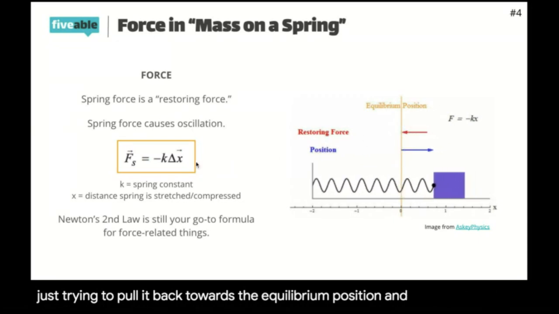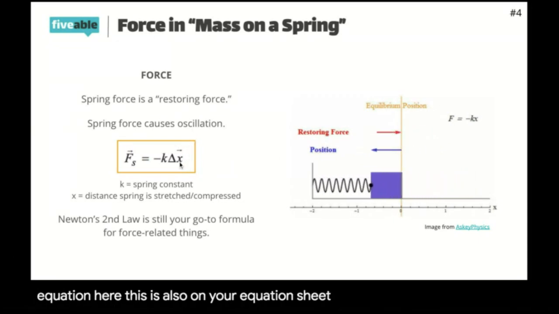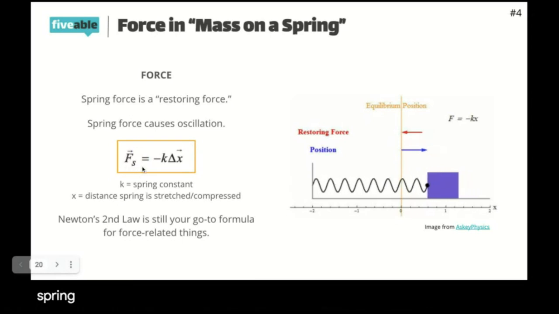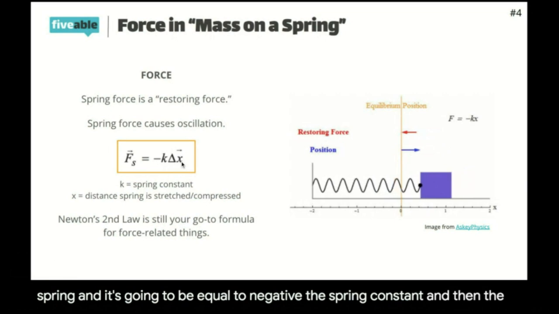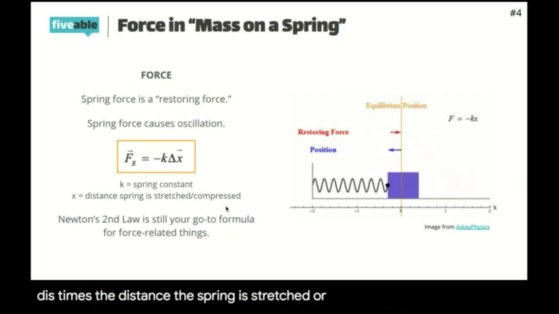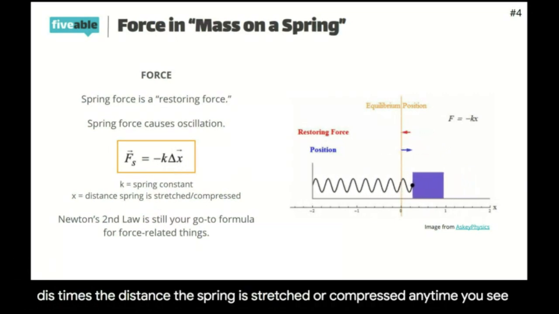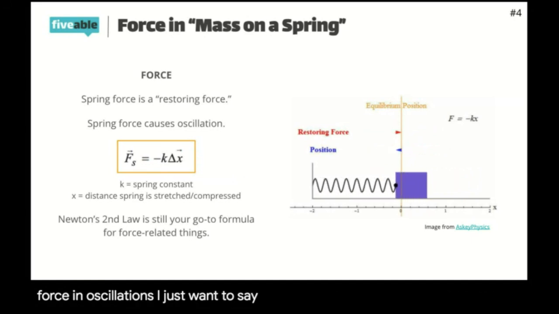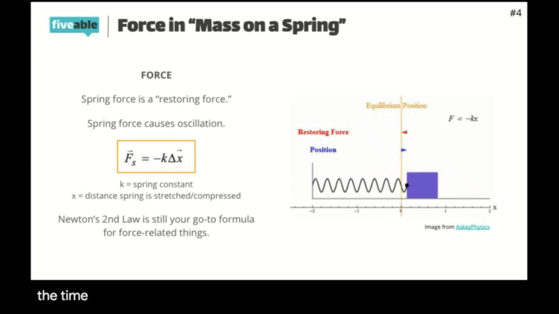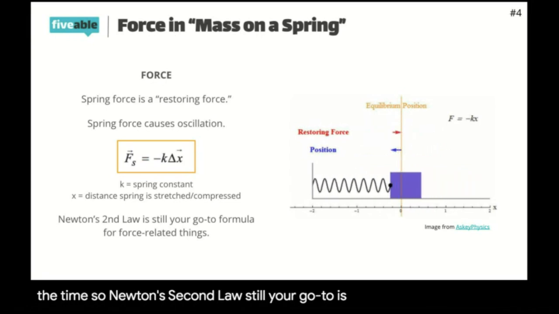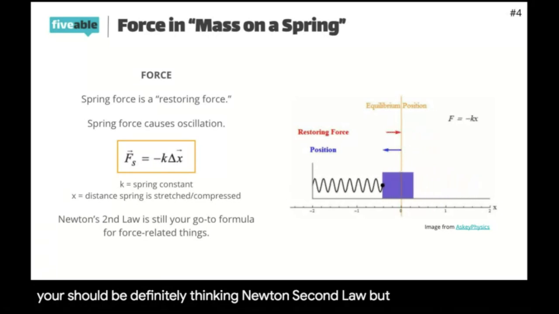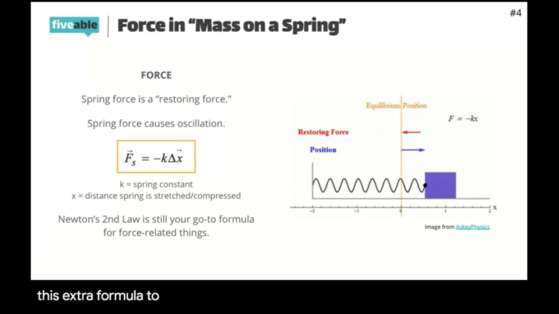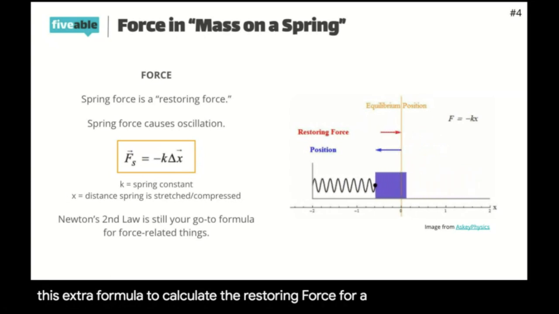And you see there's an equation here. This is also in your equation sheet for the restoring force of a spring. It's going to be equal to negative the spring constant times the distance the spring is stretched or compressed. Anytime you see force in oscillations, I just want to say that Newton's second law is still totally helpful, and you're going to still use it all the time. So Newton's second law is still your go-to. As soon as you see forces, you should be definitely thinking Newton's second law. But there's just this extra formula to calculate the restoring force for a mass on a spring.